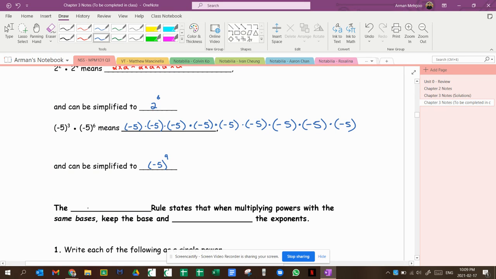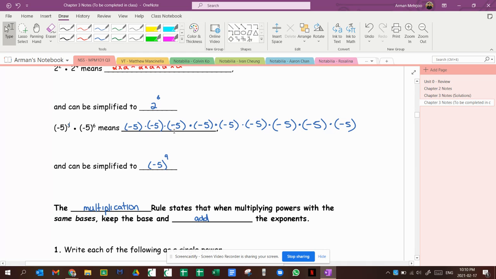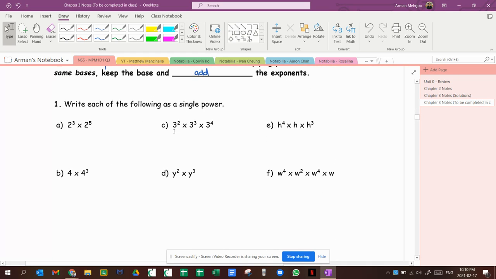So this is actually called the multiplication rule. And the multiplication rule states that when multiplying powers with the same bases, you keep the base the same and you add your exponents. And we can see that: 3 plus 6 is 9. And in this example, 2 plus 4 is 6. So keep your base the same, add your exponents. We've got a couple of examples here.